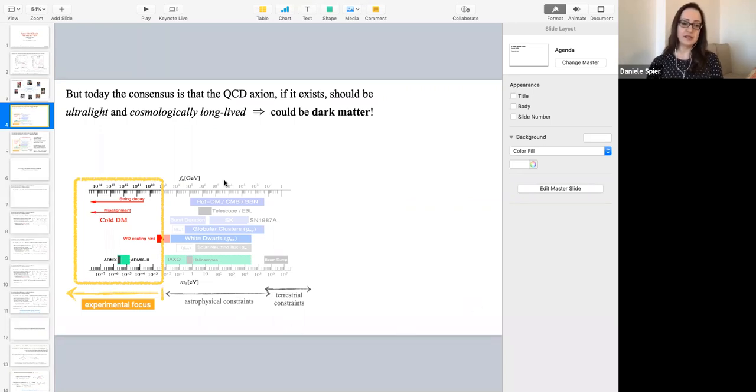Here is a plot that I borrowed from the PDG. Because of the very strong constraints on the axion parameter space from both astrophysical observations, such as stellar cooling, and terrestrial constraints, pretty much all of the experimental focus on the QCD axion now is on this ultralight window, where the axion decay constant is larger than 10^8 to 10^9 GeV.